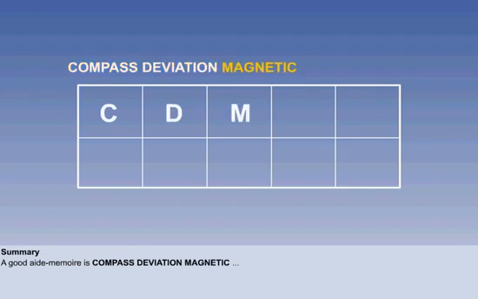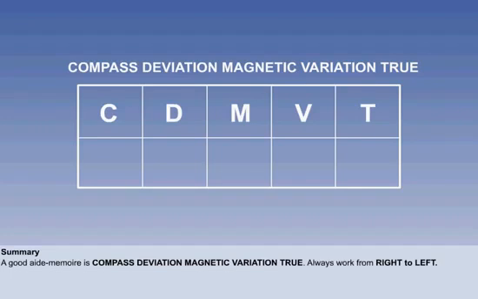A simple way to remember all of this is as follows: Cadbury's, dairy, milk, very, tasty. Remember, CDM-VT. We will work from right to left and apply the west is best, east is least rule.